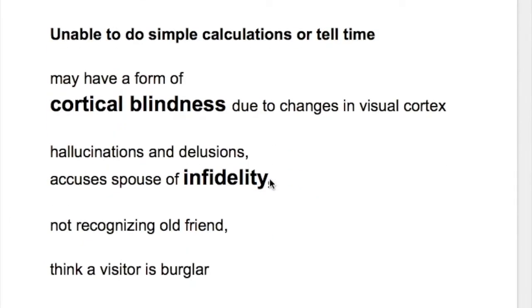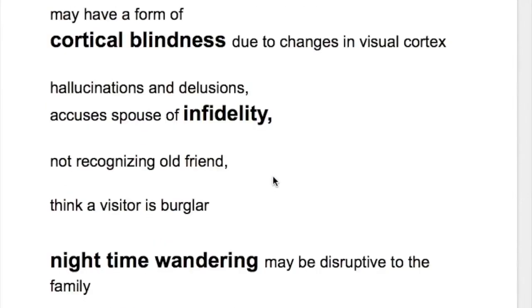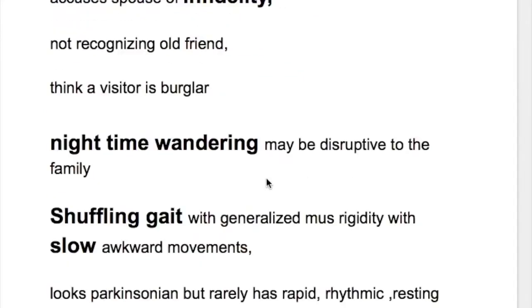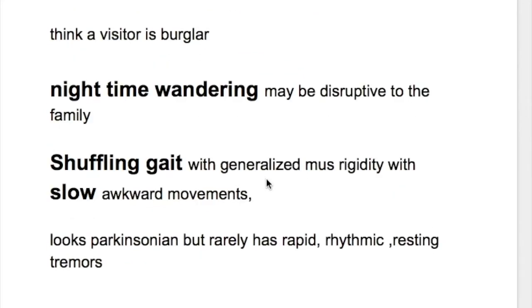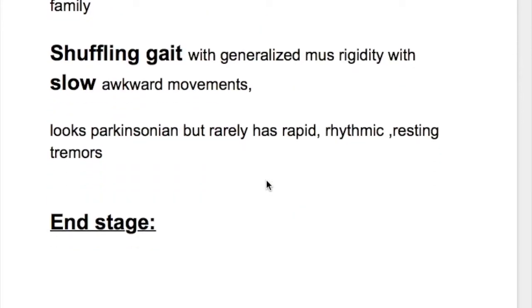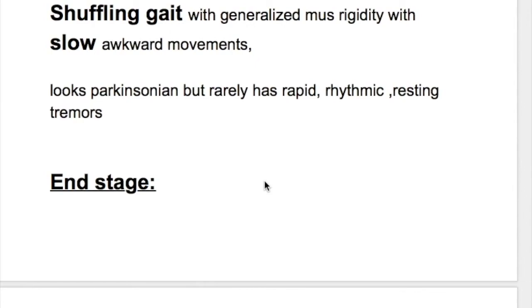They may have a form of cortical blindness due to changes in the visual cortex, hallucinations, and delusions. They may accuse their spouse of infidelity. They may not recognize old friends. They may think a visitor is a burglar. Nighttime wandering may be disruptive to the family. Shuffling gait would be present with generalized rigidity, with slow awkward movements. This looks Parkinsonian but rarely has rapid rhythmic resting tremors.